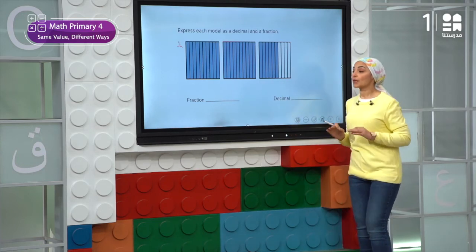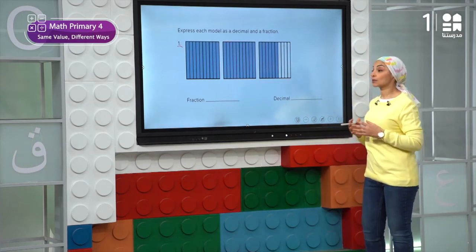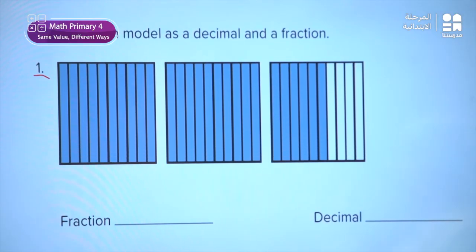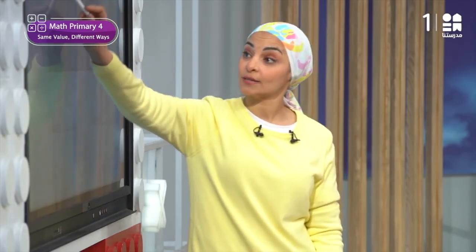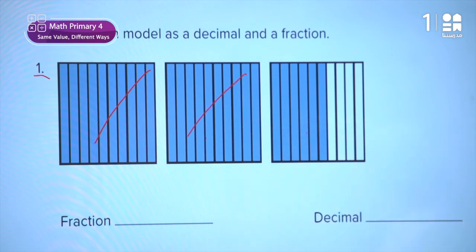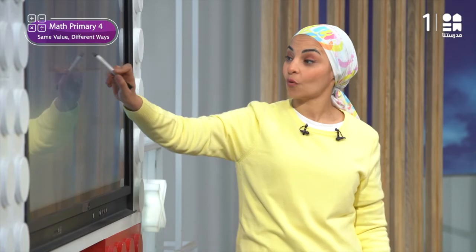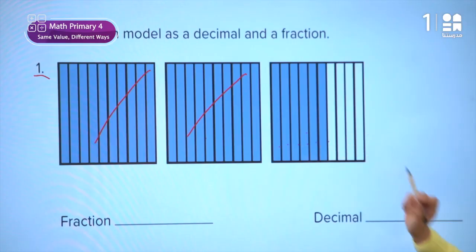Here we should express the shaded models by fractions and decimals. Write the fraction and the decimal. As we can see, the model consists of 3 squares, each divided into 10 parts. The first 2 squares are completely shaded, as you see, this is completely shaded and this is completely shaded. In the third one, only 6 parts are shaded. 1, 2, 3, 4, 5 and 6.